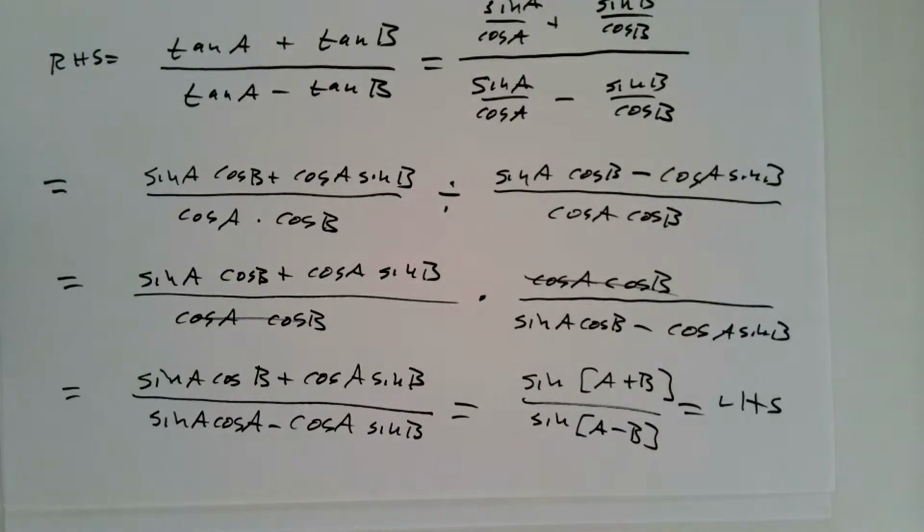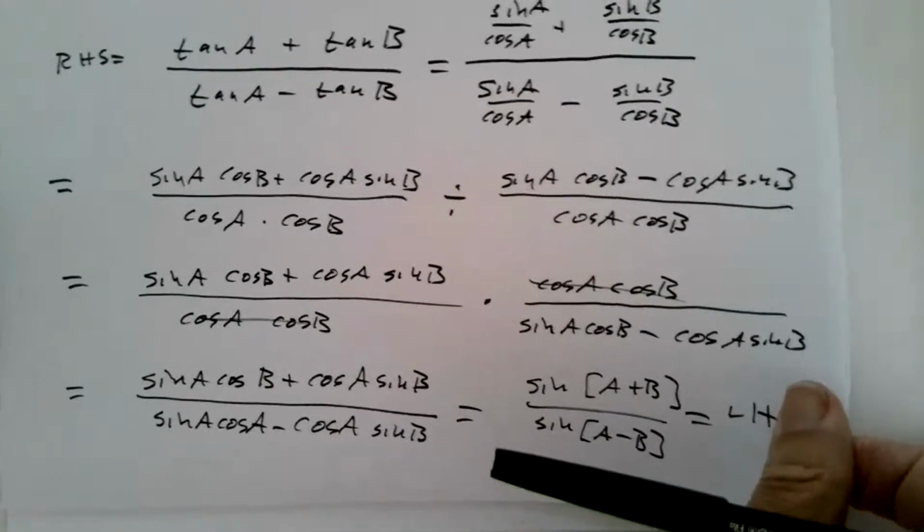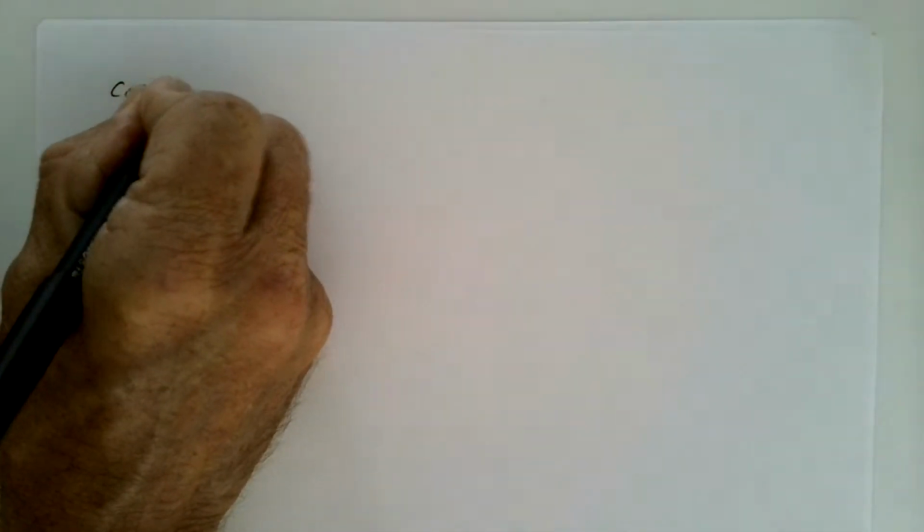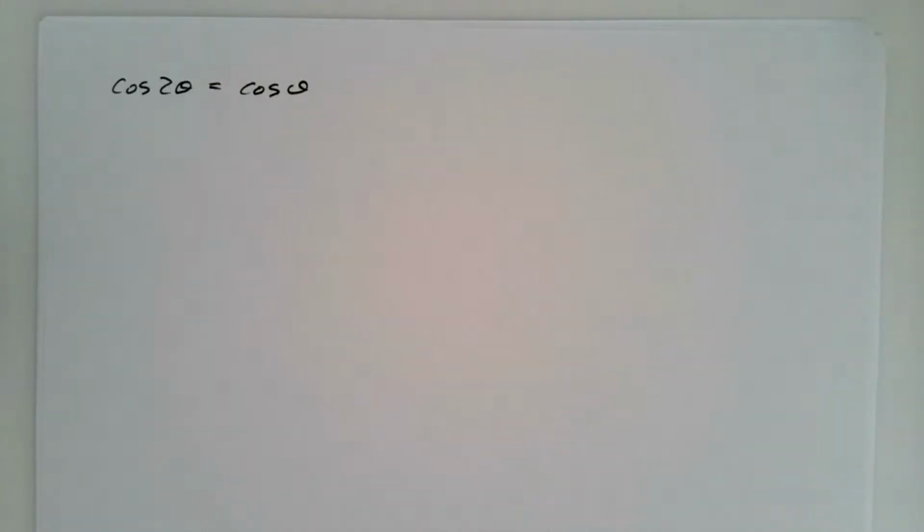All right, next, we're going to solve an equation. We have cos 2 theta equals cos theta. And we are looking for the answers in the interval 0 to 2 pi.